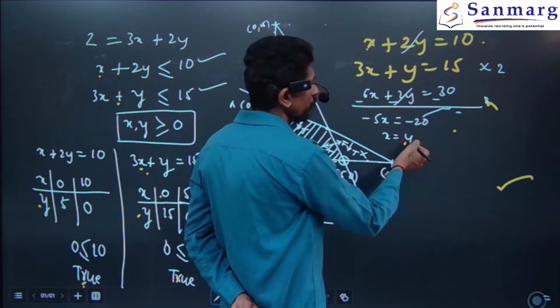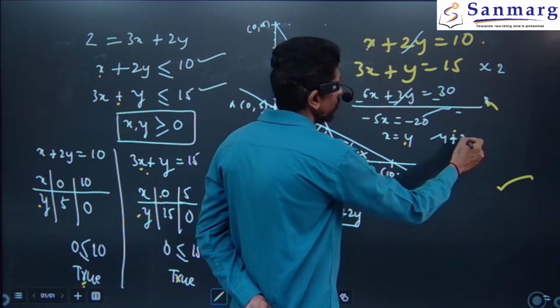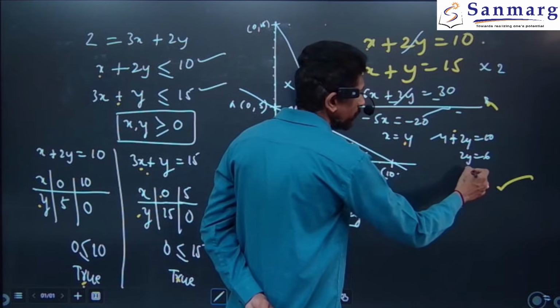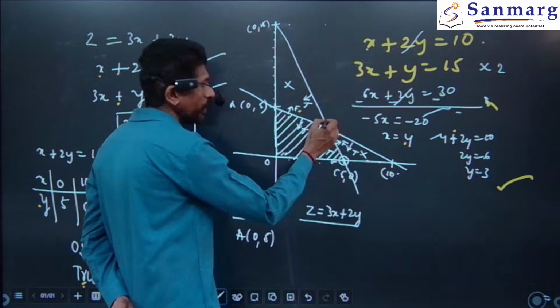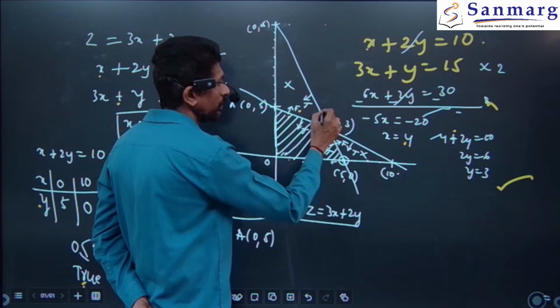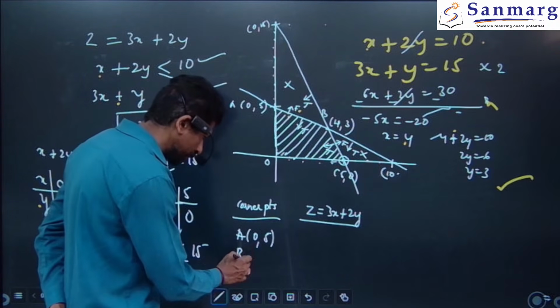So now substituting the x value in any one of the equations, 4 plus 2y is equal to 10 comes, so automatically 2y becomes 6 here, y becomes 3. So this corner point you will get either in the graph, or by the analytical method, you will get the intersecting point. The second point becomes now 4, 3.